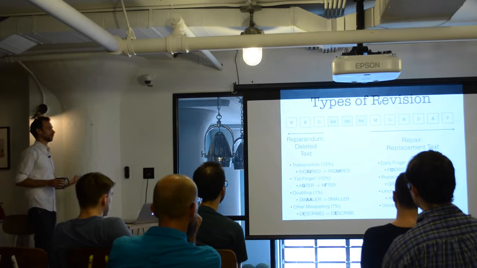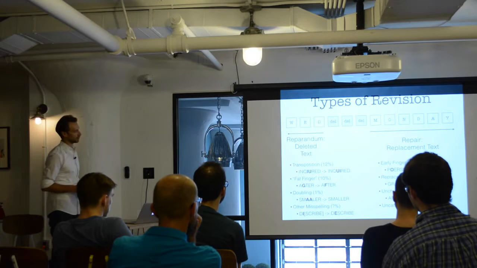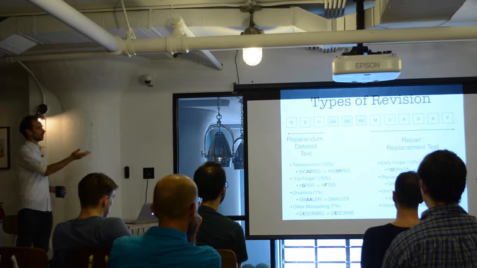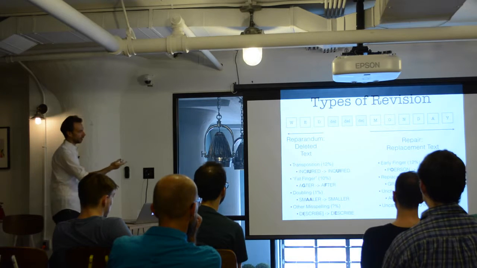Right? And what this analysis, particularly the comparison of text, allows us to do is look at different types of errors to see if people are more or less likely to make different mistakes. So you have things like a transposition mistake where inquired is spelled IU instead of UI. Fat finger mistakes are where you're off on the keyboard by about one position.